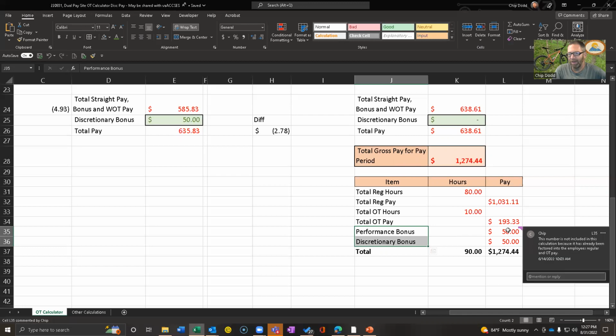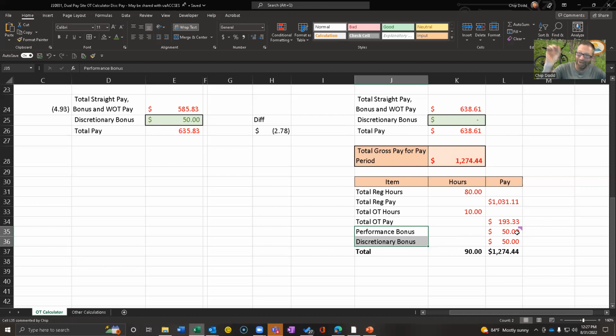I did hang out a little carrot over here that this number is not included in this calculation because it's already been factored into the overtime. So if the employee's trying to add this up, it isn't going to work because it's already baked into these numbers up here.